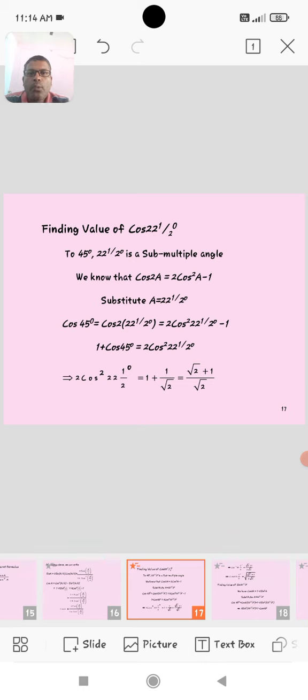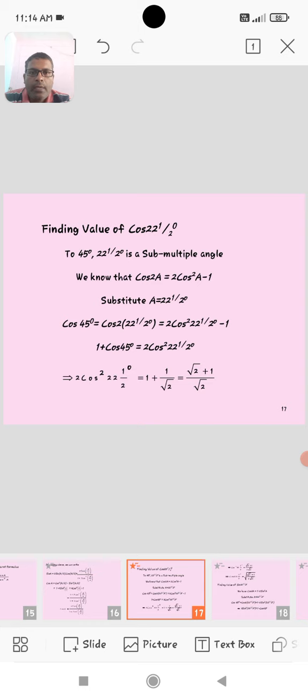Finding the value of cos 22 and a half degrees. 45 is the single angle, and 22 and a half is the submultiple angle. We know that cos 2a is equal to 2 cos square a minus 1.